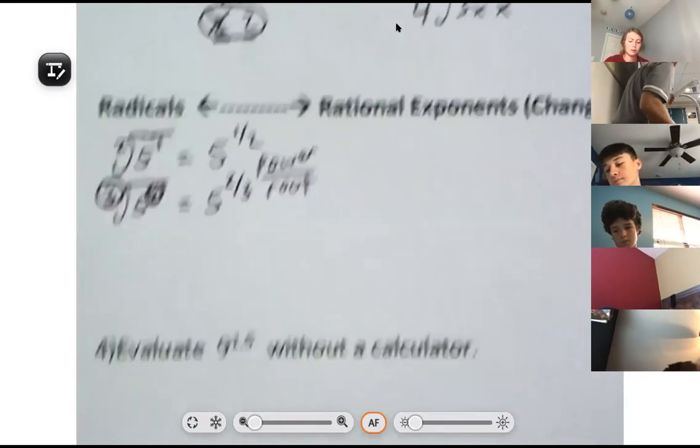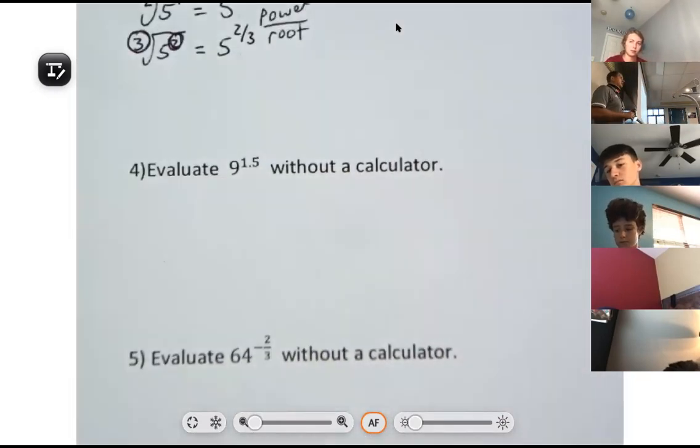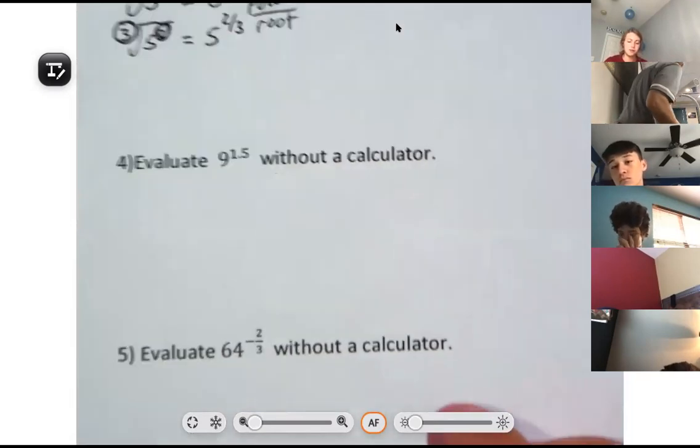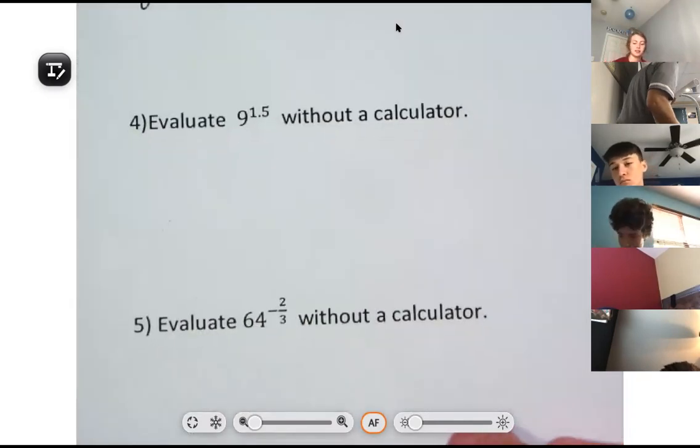What I want you to do, I would normally do this in partners. I do a lot of group stuff, and I'm going to try to do less, which is not good for you guys. But I want you guys to try to evaluate 9 to the 1.5 without a calculator. Just do it by yourself.